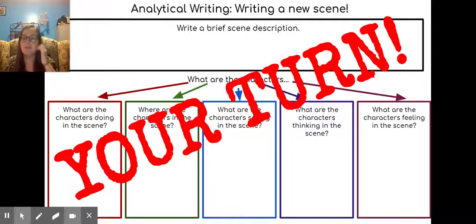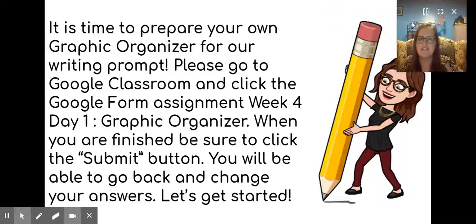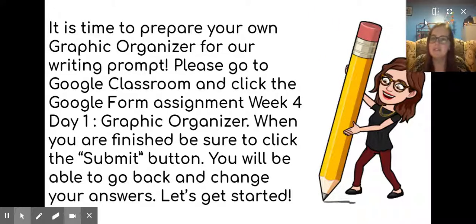And so now it's going to be your turn. This is the sequel that I came up with. This is the sequel that I wrote. But now you get to start to develop your own sequel. So what we're going to do is it's time for you to prepare your own graphic organizer for our writing prompt. Please go to Google Classroom, click on the Google Form Assignment Week 4, Day 1, Graphic Organizer. When you are finished, be sure to click the Submit button. You will be able to go back and change your answers. So let's get started.